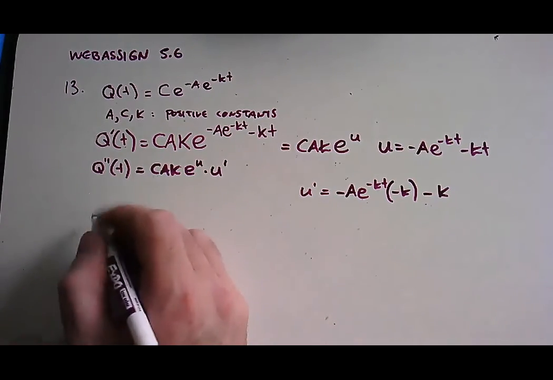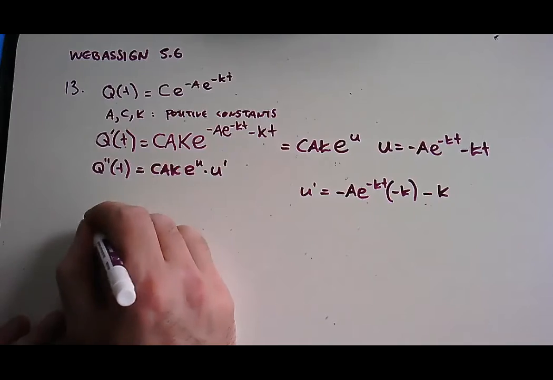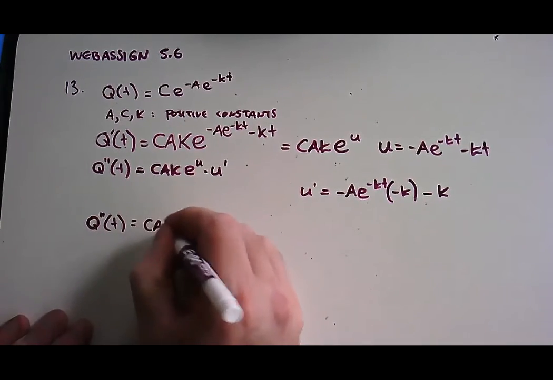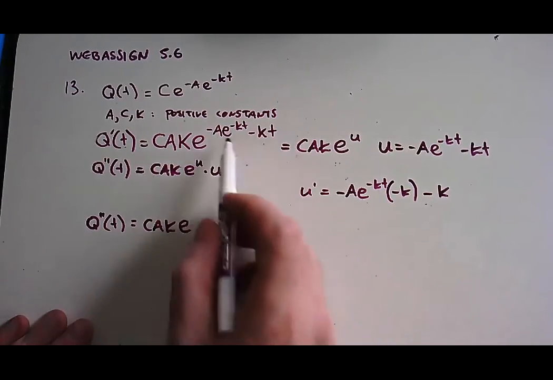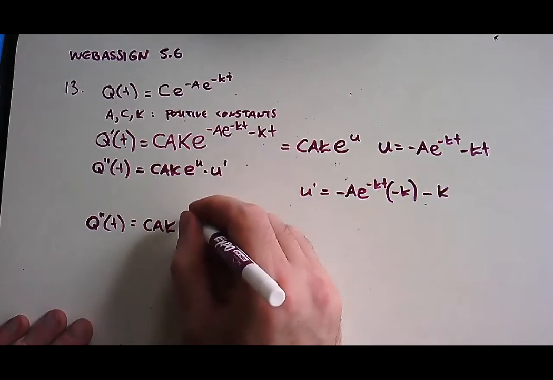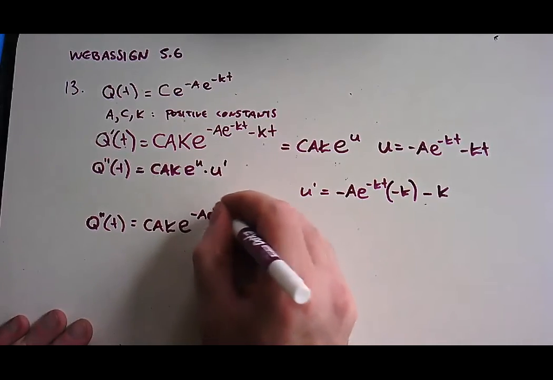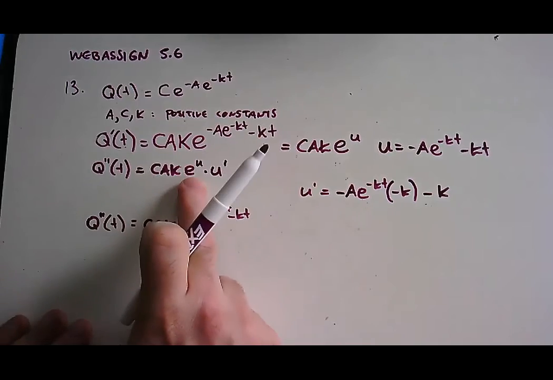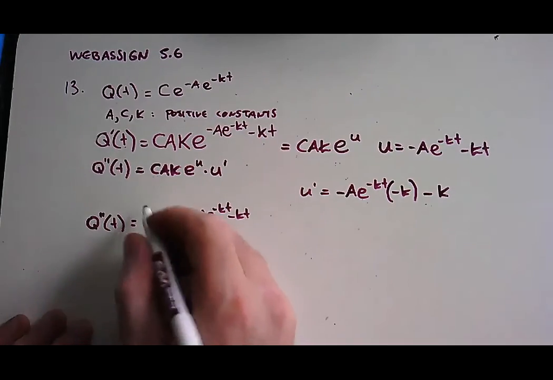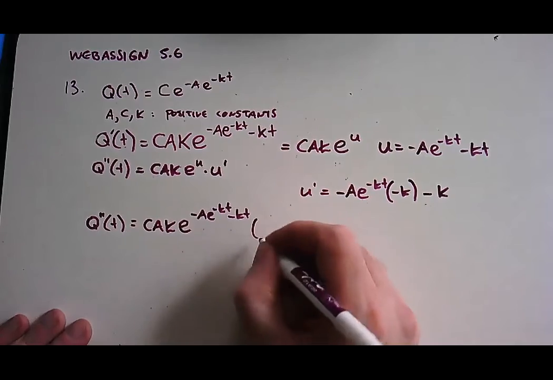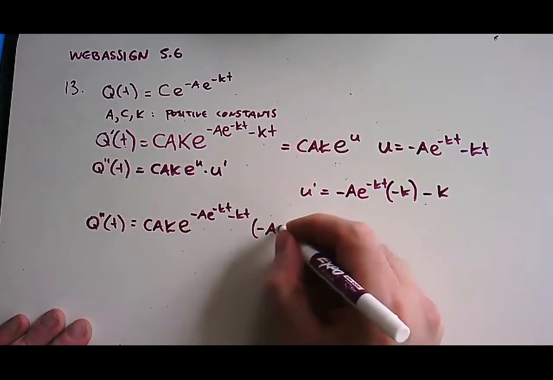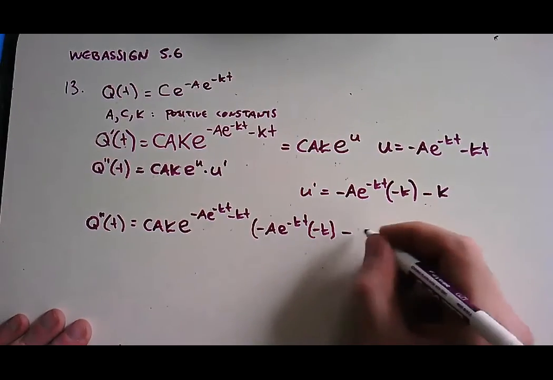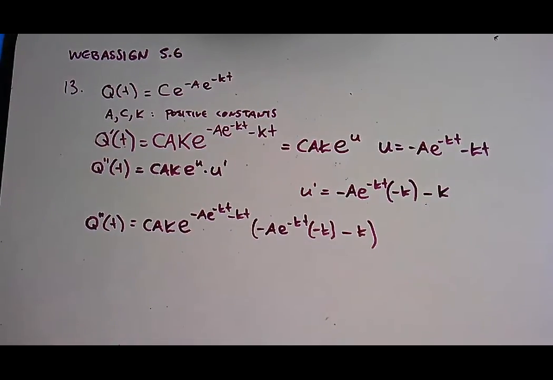And now we're ready to write out q double prime. Q double prime of t. So we have c, a, k times e to the u. And I'm going to write the actual expression for u just like I did in the original. So negative a e to the negative kt minus kt. Okay, so there's our c, a, k, e to the u. And then finally multiply by u prime. So this whole expression here is then going to be multiplied by negative a e to the negative kt times negative k minus k.